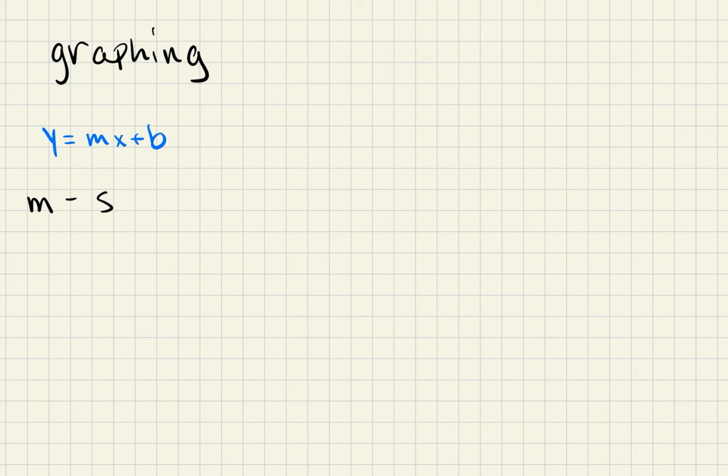Our m, which is our slope. This tells us how much our line is changing, how fast it's going up or down. And then our b, which is our intercept. This is kind of our starting point. So let's go ahead and draw a graph and we'll show a simple example here.